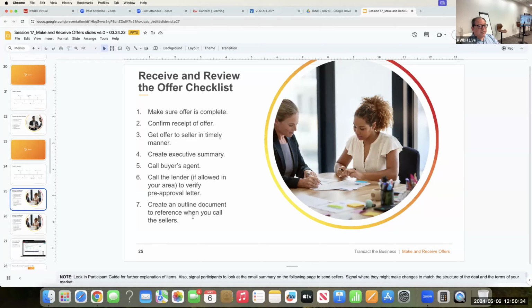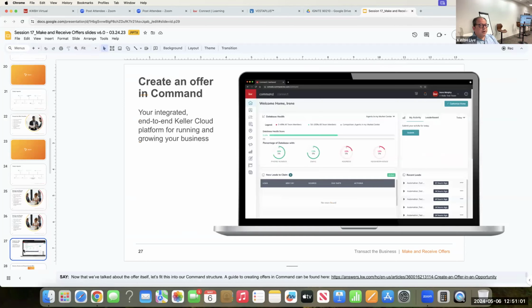Create an outline document to reference when you call the sellers. So when I'm calling my sellers, I am preparing. There is a document in Zip Forms called offer summary. It's actually multiple offer summary, for multiple offers. So I'll use that to compare offers for myself. We'll look at that this week when we do the Zip Forms. Okay, so create an offer in Command.